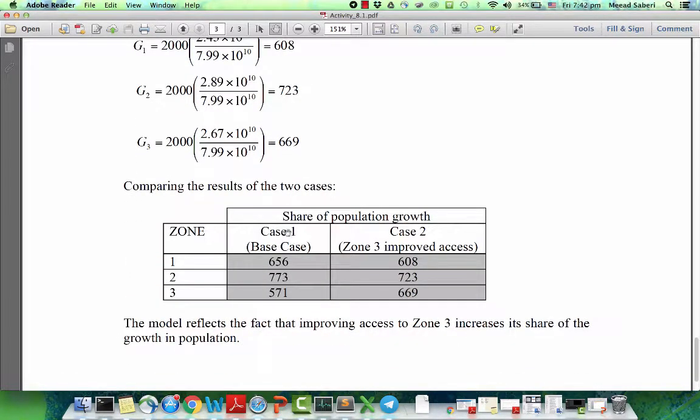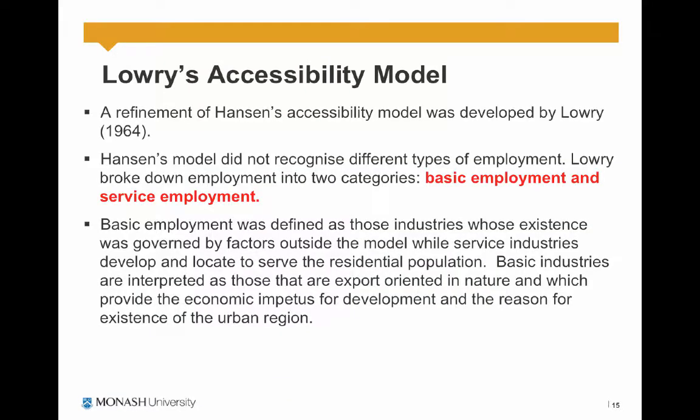So now if you compare the base case and the scenario we just tested, you can actually see the differences in the population growth just as a result of reduction of the travel time between zone 3 and all the other zones. The other model that we're going over is the low-rise accessibility model, which is a refinement of Hansen's accessibility model. In the Hansen's model, we did not recognize different types of employment, but in the low-rise model, the advantage is that we break down the employment into two types, namely basic employment and service employment.